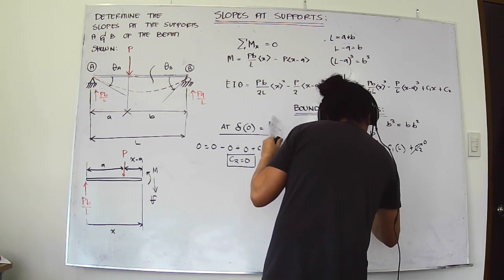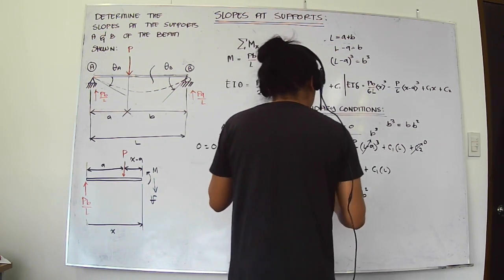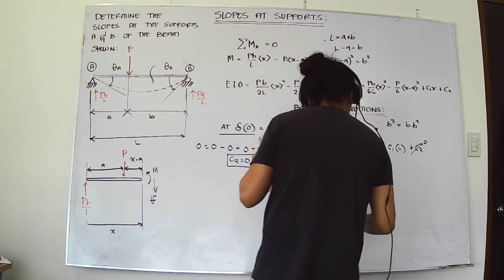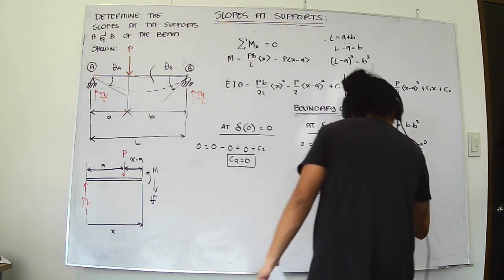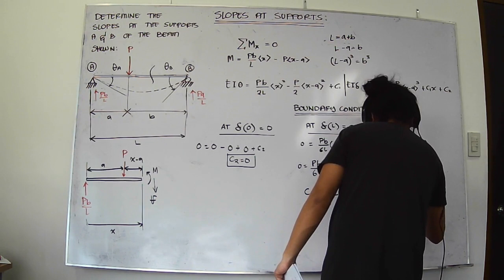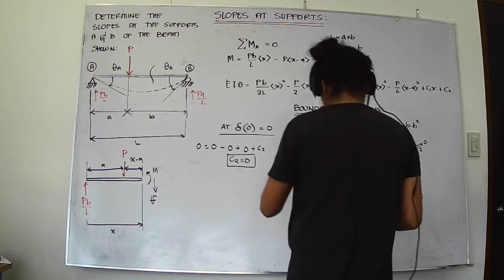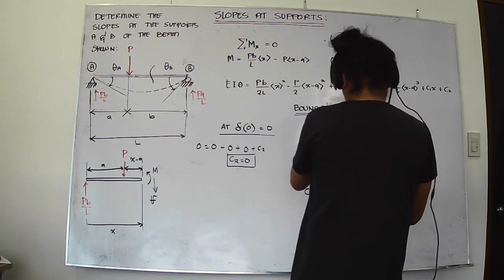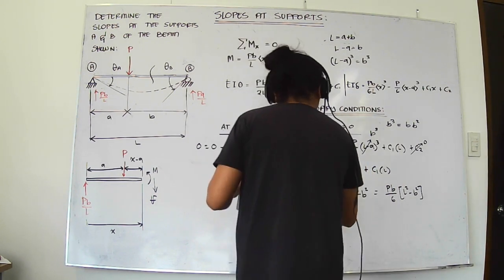PB, 6 B squared, L squared, we could conveniently say that this is L squared minus B squared.